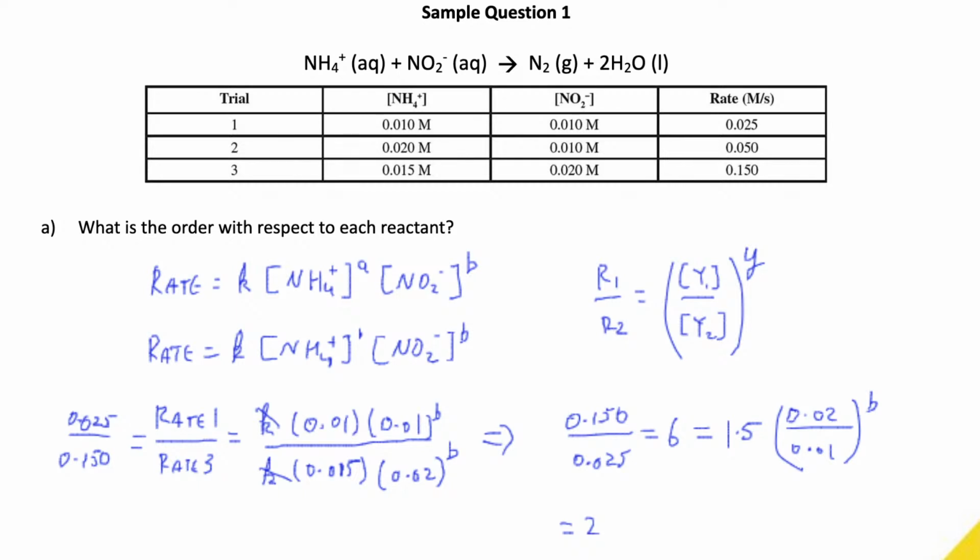So that should be 4. 4 equals 2 to the power b, and now you know that b equals 2. So the rate is equal to K, concentration of ammonia to the first power, NO2 minus to the second power.